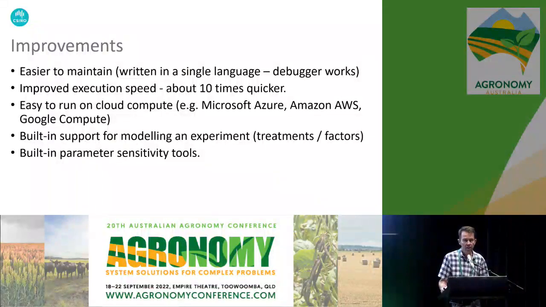Much easier to run on cloud compute, much easier. We have built-in support for being able to describe experiments and treatments and factors. So if you're trying to simulate a real-world experiment, that's much easier in NextGen. Rather than creating separate simulations for all of your treatments, you can describe the simulation once and say, okay, my treatments are sowing by variety, and it'll go and create the simulations on the fly and then run them. And we have some built-in parameter sensitivity tools, namely Morris and Sobol, that some people are playing with.